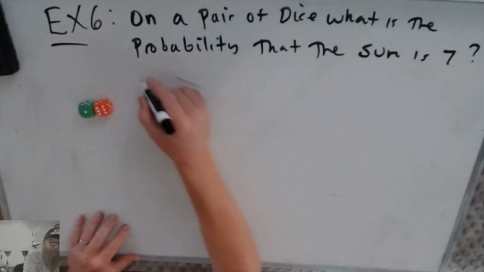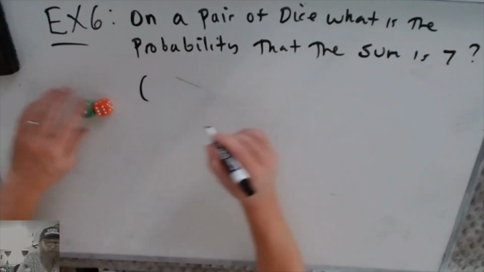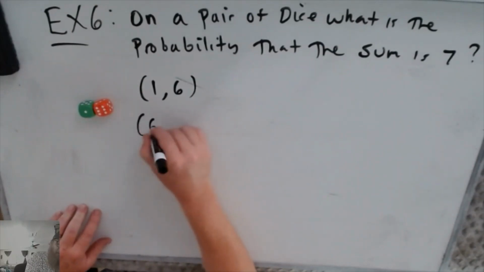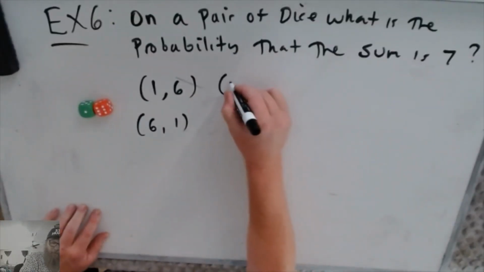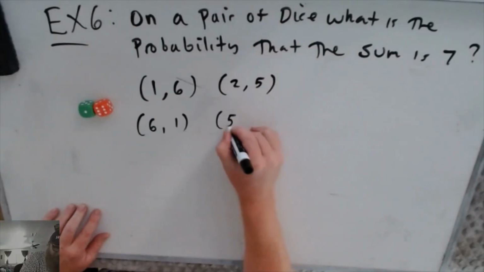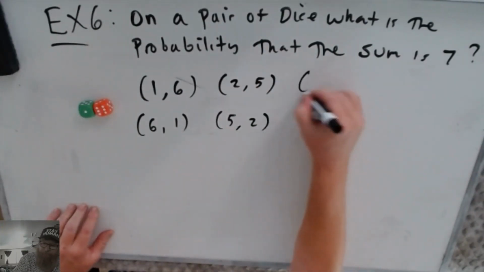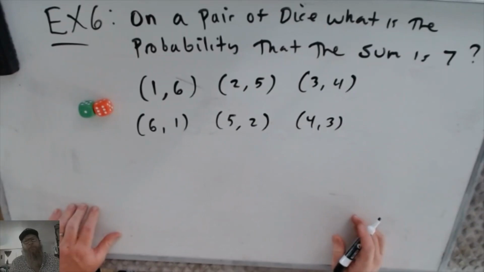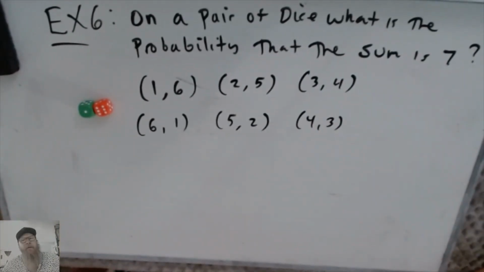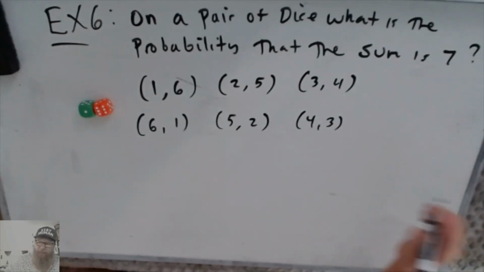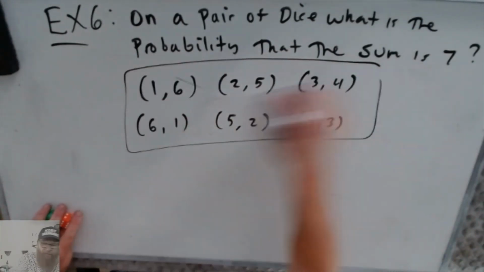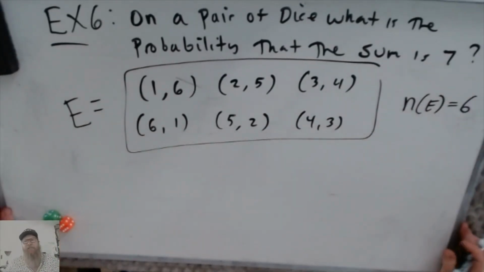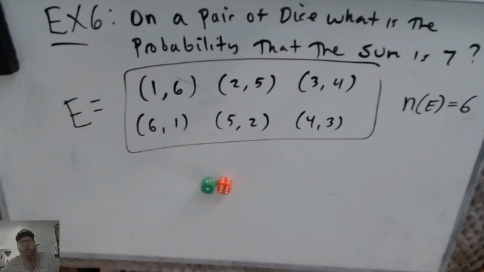Well, let's go through the obvious ones. 1 and 6. Of course, 6 and 1. 2 and 5, 5 and 2, 3 and 4, 4 and 3, and that's it. There are only 6 possibilities. So this is our event, and so the size, the cardinality of our event is 6. There are 6 ways to roll a 7.